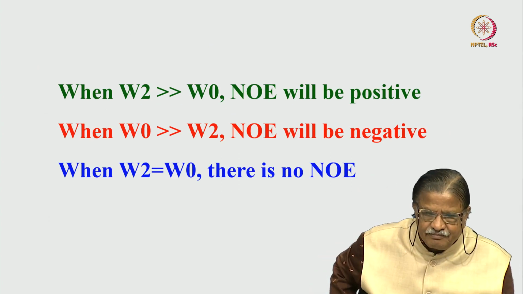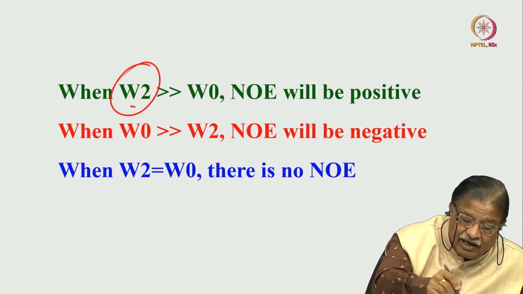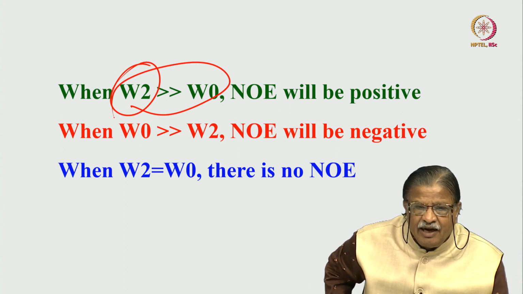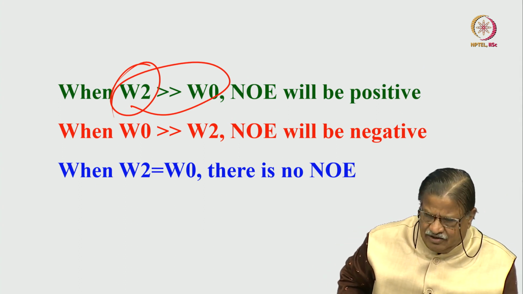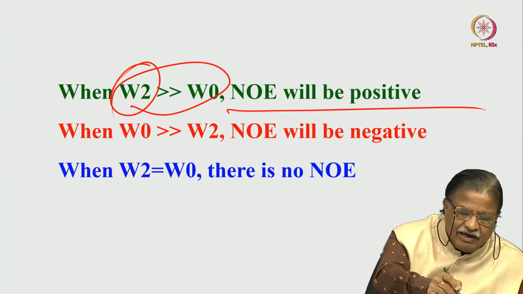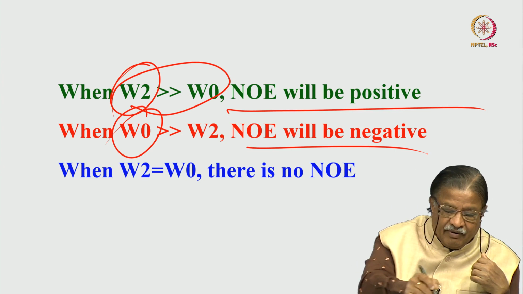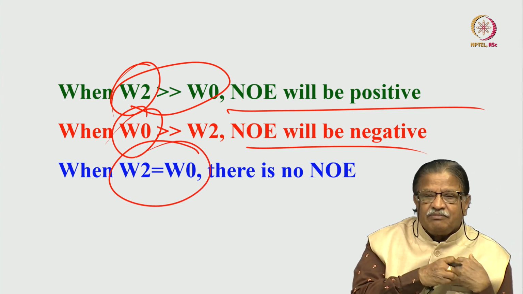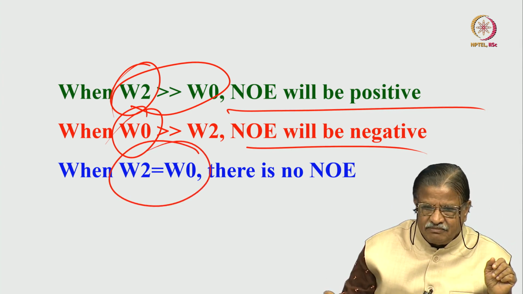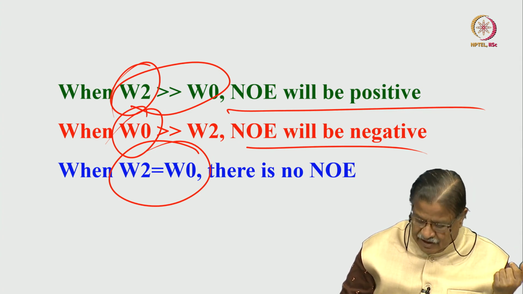All right. In summary, please remember, when we are comparing only W2 and W0: when W2 is very, very dominant, large compared to W0, NOE is positive. When W0 is large, that is dominant, NOE is negative. When W2 equals W0, there is no NOE. You will not get NOE at all. That dominant is W1. Okay.